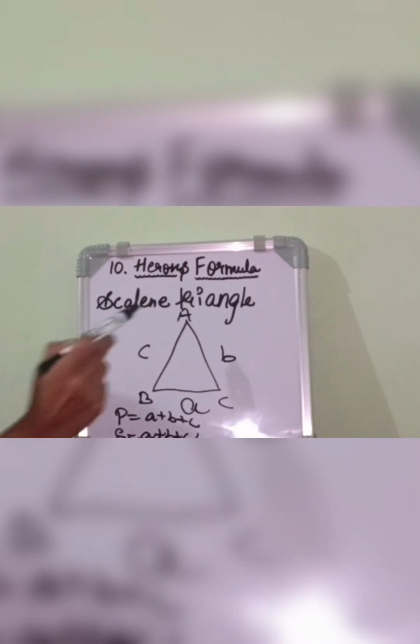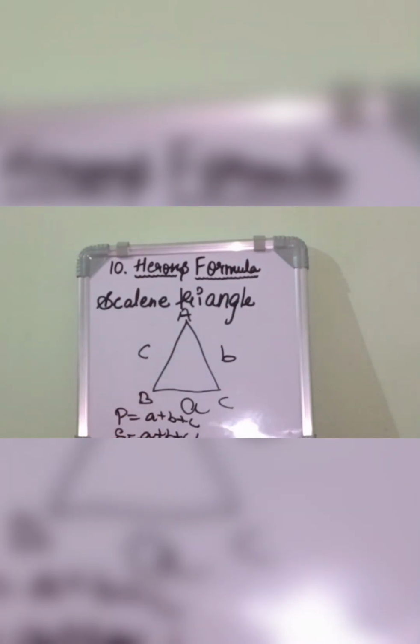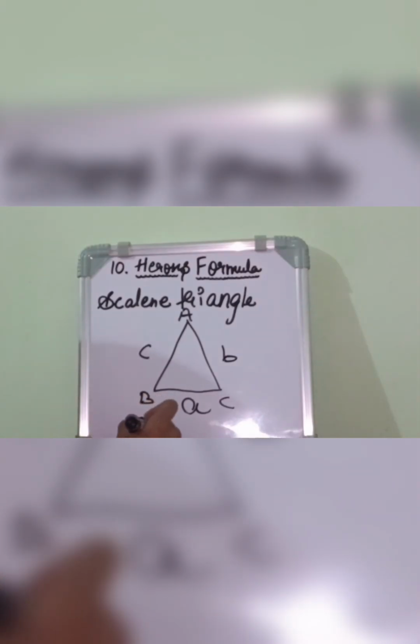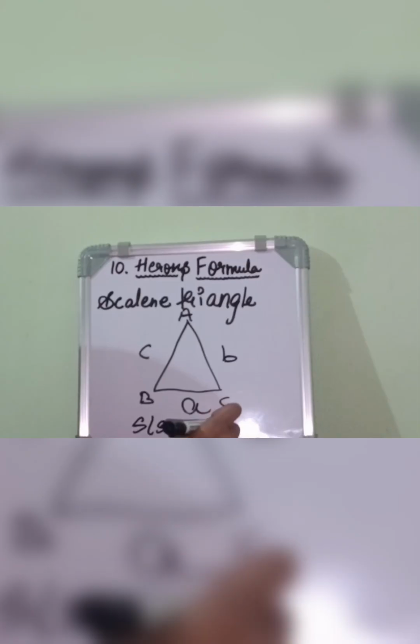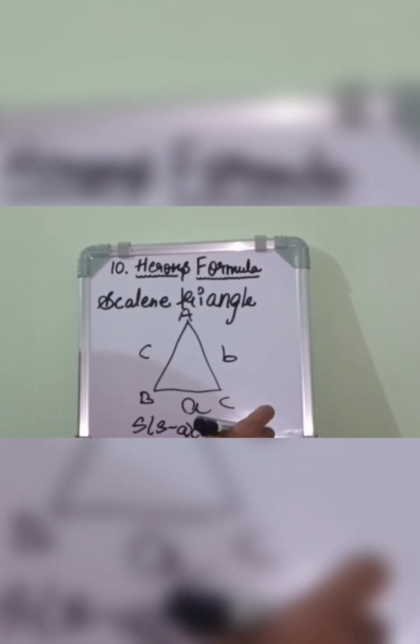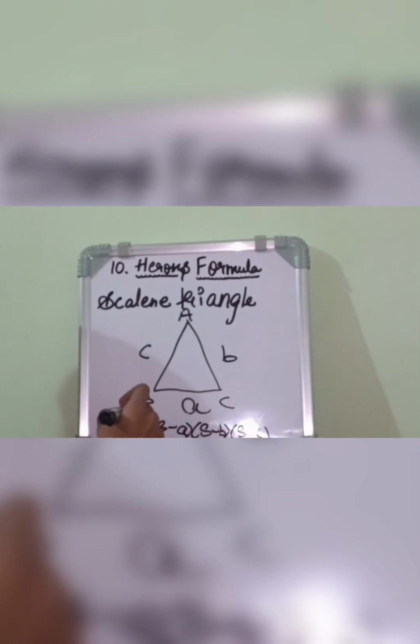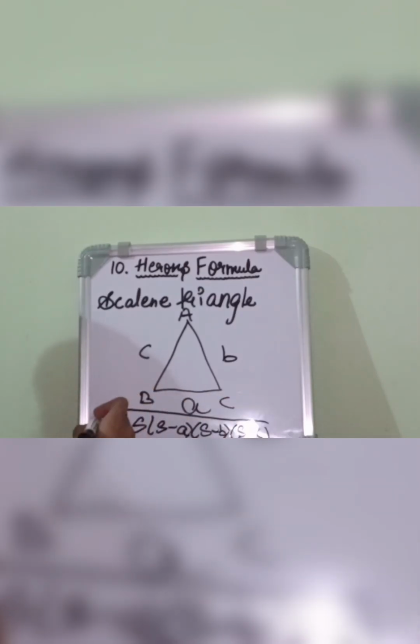Area of triangle ABC is equal to under root of S into S minus a, S minus b, S minus c. The above formula was discovered by Heron. It's known as Heron's formula. This formula is used to find the area of a scalene triangle, and also the remaining two triangles.